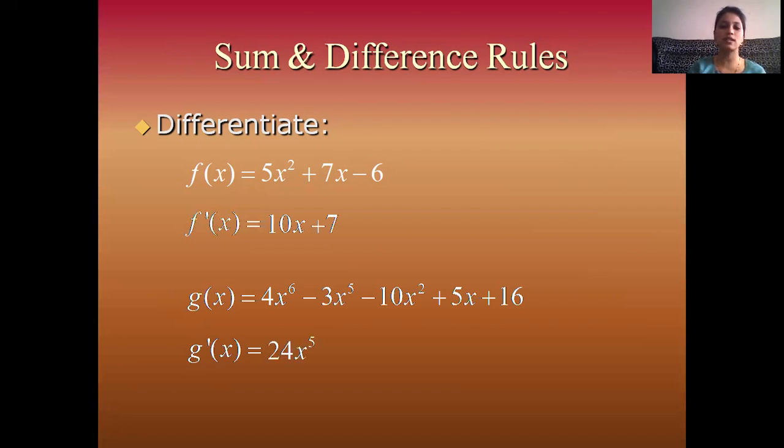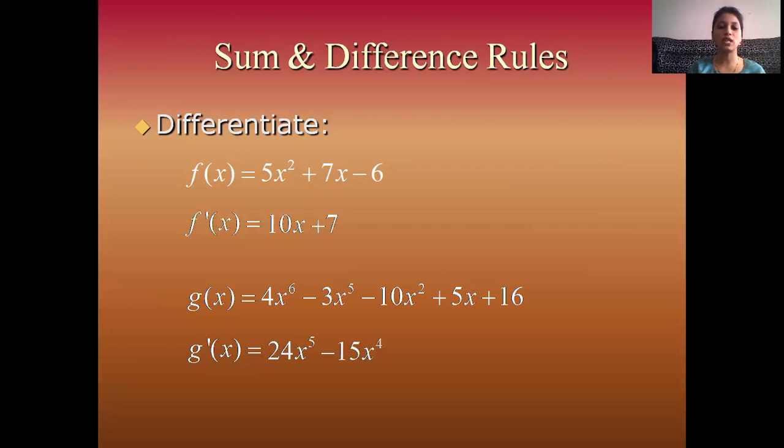X raised to 6 is derivative using the power rule, 6x raised to 5. 6 into 4 is the 24. So derivative of 4x raised to 6 is 24x raised to 5. Middle sign is minus. Keep as it is.